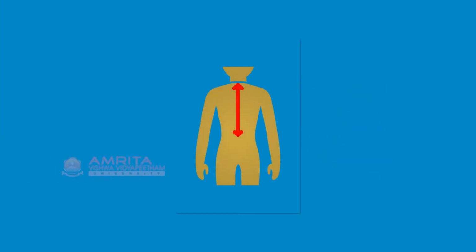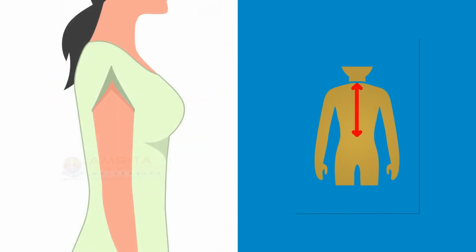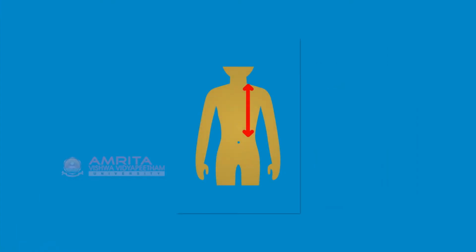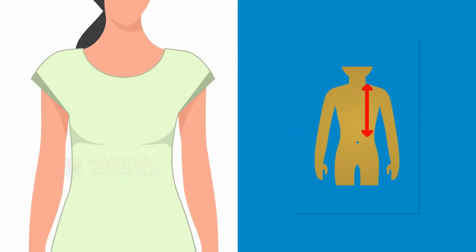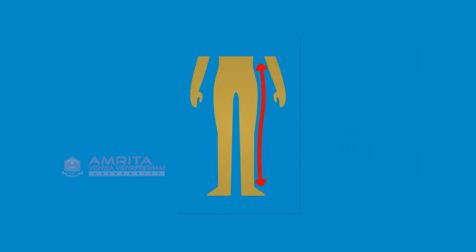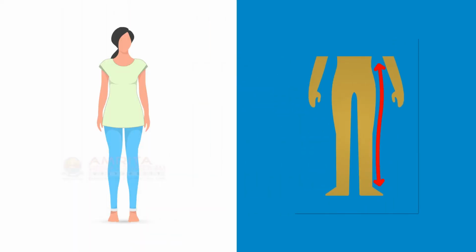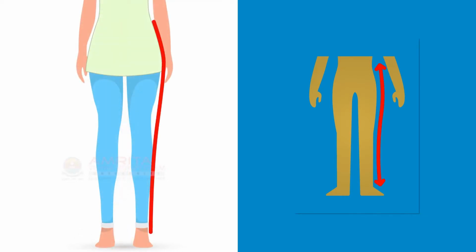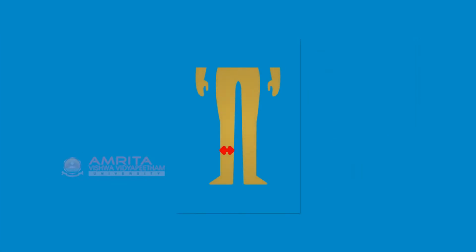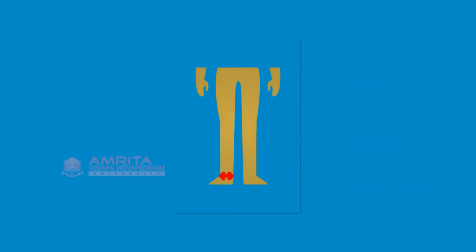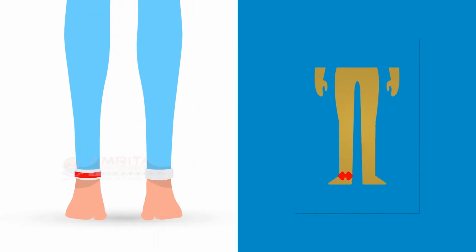Back length. The back length is measured from the neck till the waist. Front length. The front length is measured from the highest point of the shoulder to the waist. Outside leg. The outside leg is measured at the side of the body from the waist down to the ankle. Calf. The calf is measured around the thickest part of the calf. Ankle. The ankle is measured around the ankle.